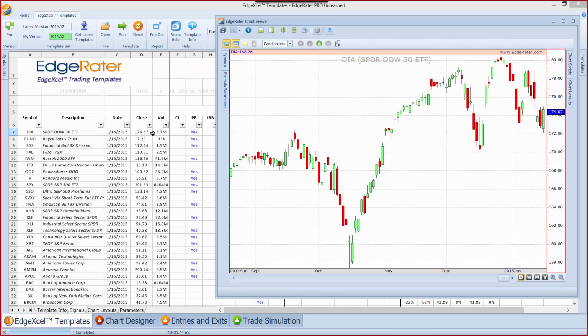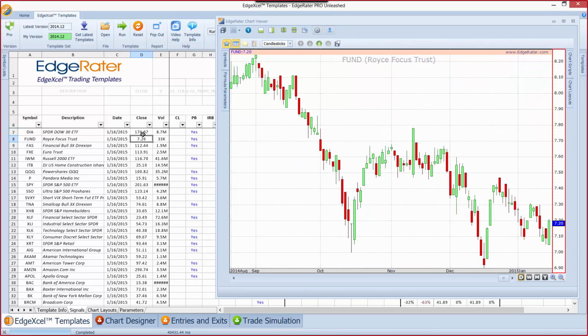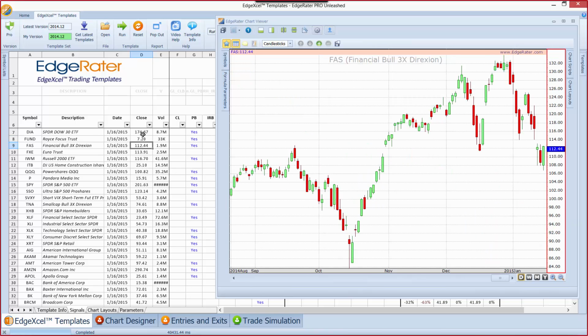Let's take a look at a few of those. Scroll down through a couple quickly to show what they look like. There's another example, and another one.